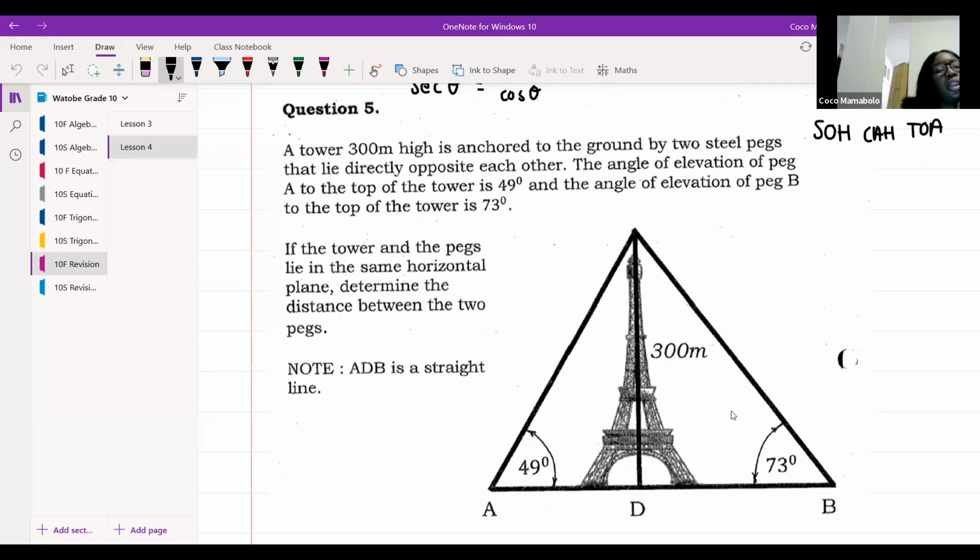Okay, it says a tower 300 meters high is anchored to the ground by 2 steel pegs that lie directly opposite each other. The angle of elevation of peg A to the top of the tower is 49 degrees, and the angle of elevation of peg B to the top of the tower is 73 degrees. If the tower and the pegs lie in the same horizontal plane, determine the distance between the 2 pegs.